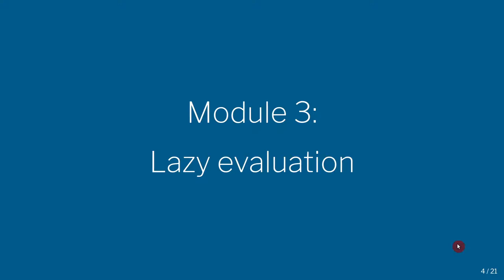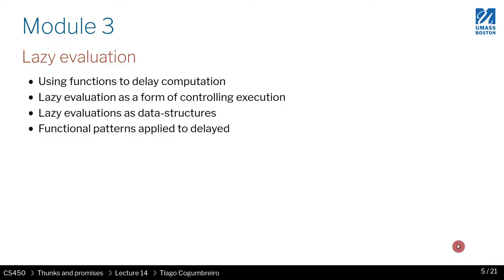So welcome to module 3, where we're going to discuss the subject of lazy evaluation. We're going to see lazy evaluation in a few different ways, by using functions to delay computation, but we also see it as a way to control execution. We're going to see lazy evaluation as a way to encode large-scale or infinite data structures. And finally, we're going to study functional patterns applied to delayed evaluation.